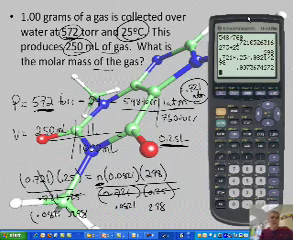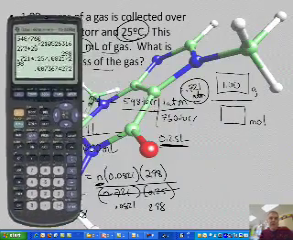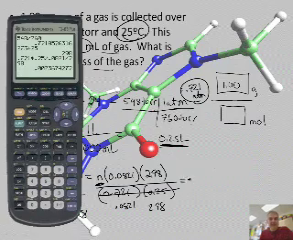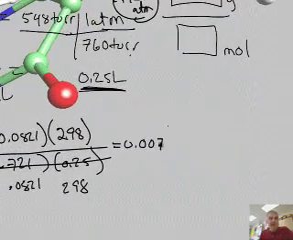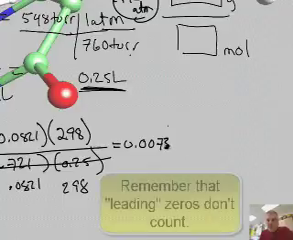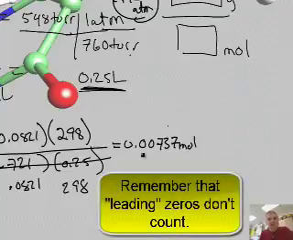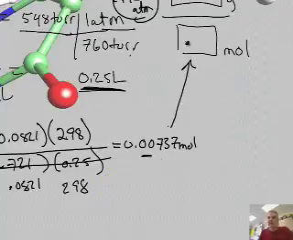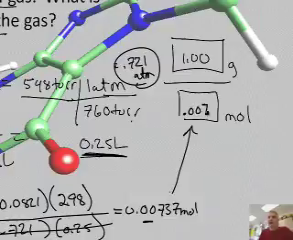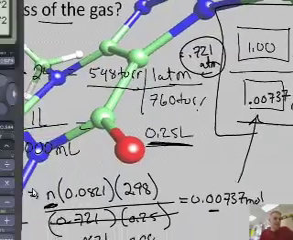I'm going to move the calculator over here. So that equals 0.007. Now that's not just 7. I want to say 7, probably with 3 significant digits. Yeah, I must say 0.00737 moles. Watch that. Remember, these two zeros here are not counted as significant digits because they're leading zeros. That's my moles. So that number is 0.00737.